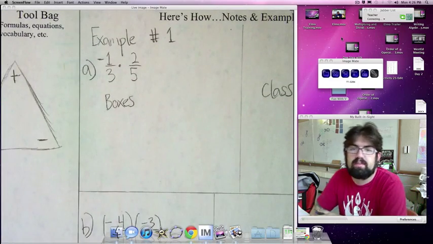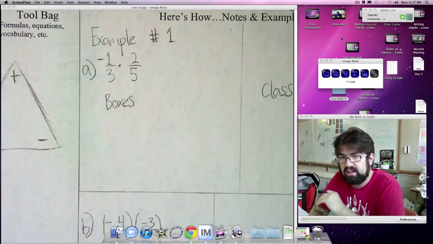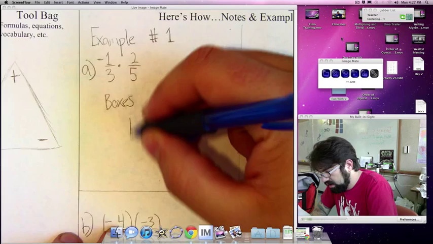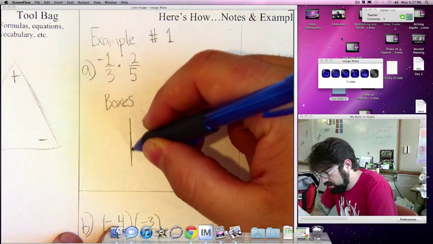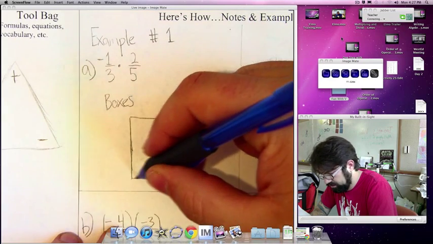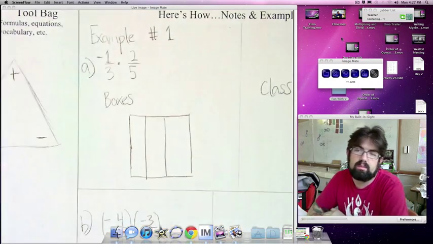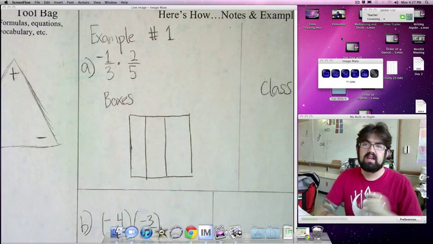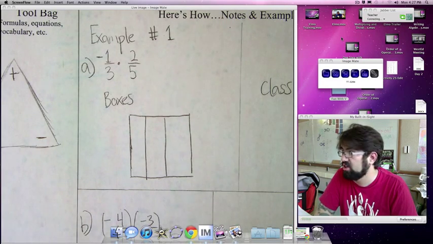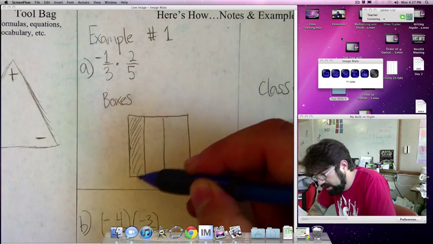The first method I'm going to talk about is boxes. Everyone knows how to multiply straight across, and that's the classic method. Boxes for me is more like this. If I have negative 1/3, I'm going to look at that 3, and I'm going to make 3 columns. So I've got my 3 columns. 1/3, and I'm not worried about the negative. I know the answer is negative, because negative times positive is negative. I'm going to shade this in for my 1/3.